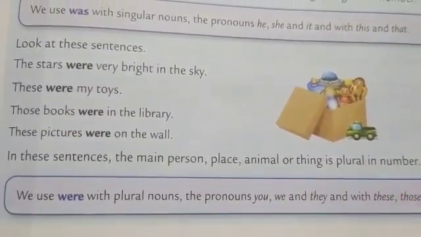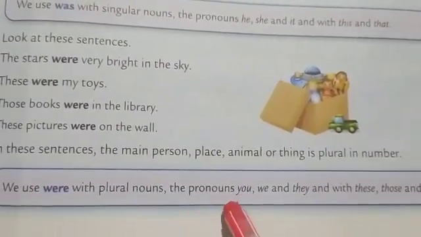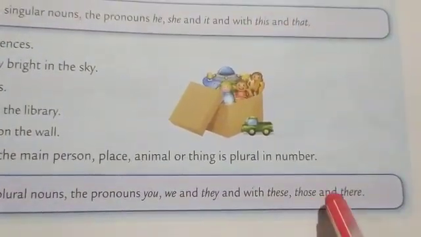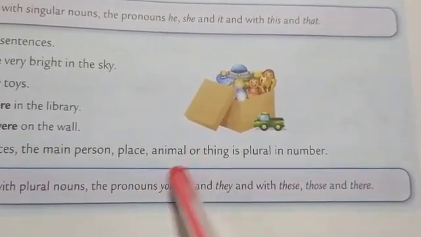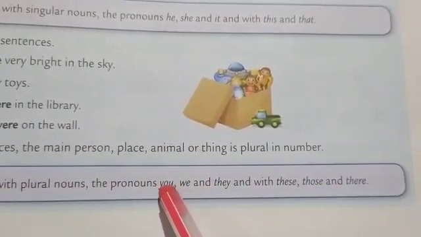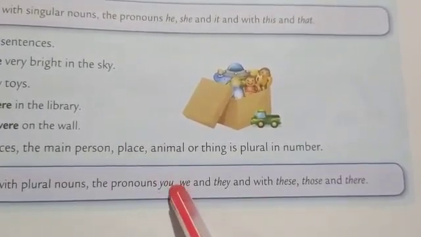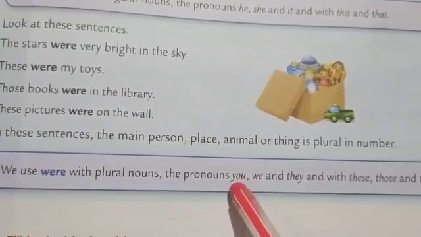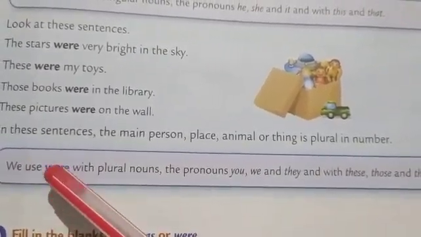Every time, remember children, we use were with plural noun and was with singular noun. Don't get confused. The pronouns you, we and they, and with these, those and their. Remember, as I have taught you earlier, that you, singular or plural, in present tense, the verb are is used. Same here, if it is the past tense, you, singular in number or plural in number, we will use the verb were for simple past tense.